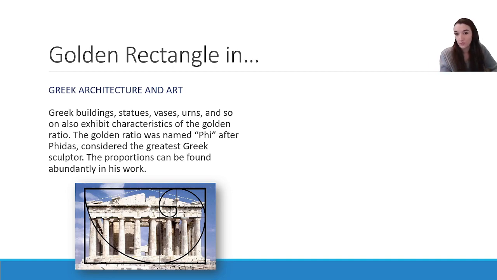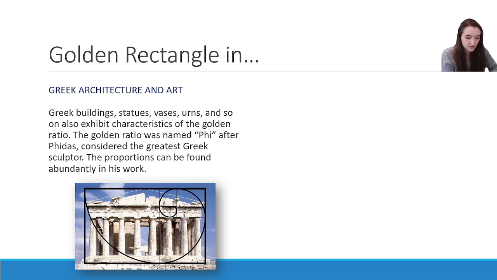Phidias, where the name Phi comes from, was a Greek sculptor who especially used this. So we can see here a picture of, I believe, the Parthenon. If we create a rectangle the size of the length versus height of the Parthenon, it's a golden rectangle, and if we start creating each of the golden rectangles within this rectangle to create the spiral, we can see how it fits into the larger work.